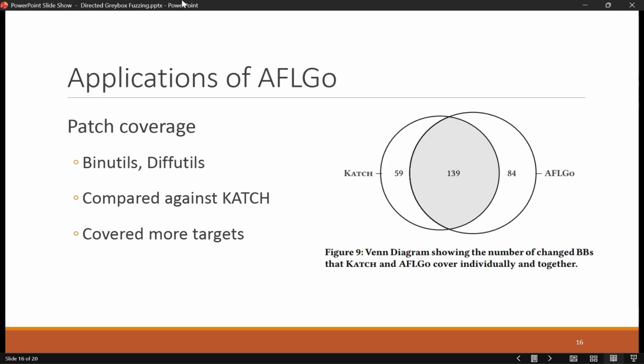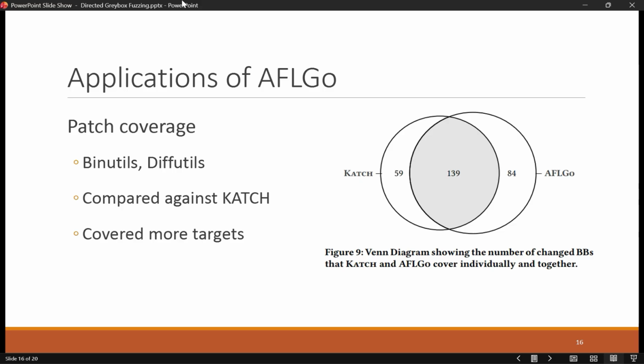And then, yeah, with AFL-Go, they had a few tests in order to benchmark how good it was. One of the applications they used was patch coverage. What they did was they took a couple of different libraries that had patches to them, and compared AFL-Go against Catch, which is the white box fuzzer.